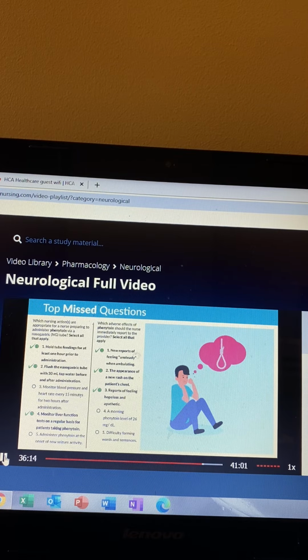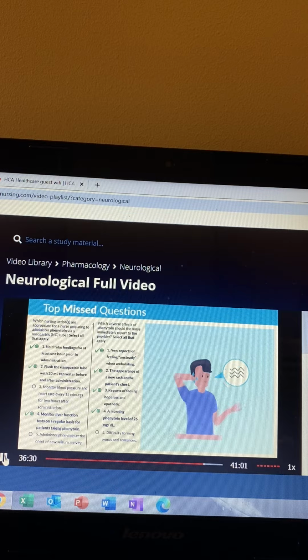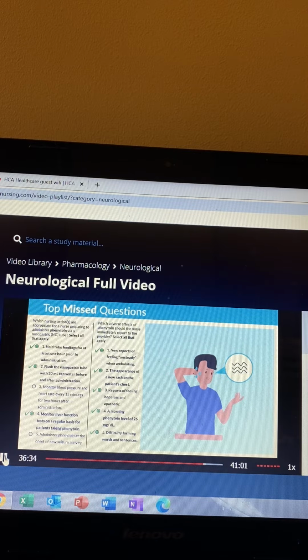Now, option 3, report feelings of hopelessness and apathy. Yes, these are big risks for suicide. And the last 2 options are also correct here. A morning phenytoin level of 26 is technically toxic. Remember, the range is between 10 and a maximum of 20. And lastly, difficulty forming words or sentences. Yes, phenytoin toxicity affects talking, so difficulty forming words or sentences, or even slurred speech, is an early sign of toxicity.